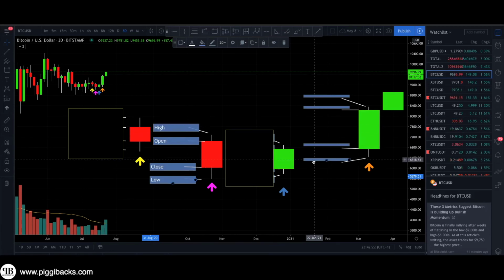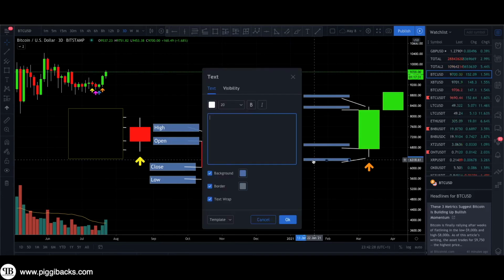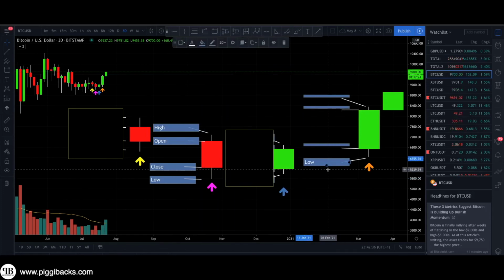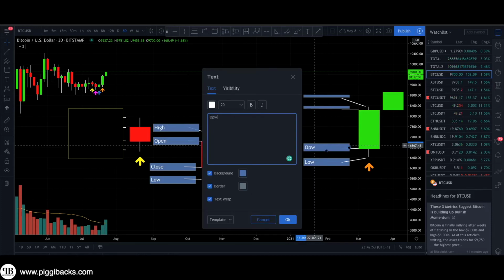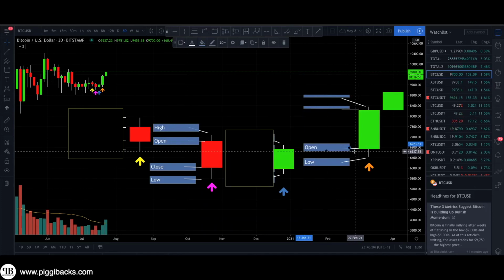So where my arrow is right now, what would you name this label right here? If you say the low, you're correct. This is the lowest price point that this candle hit or reached. So moving up, what would you name this label right here? If you said this is the open, you're correct. This is the opening price of the candle. This is where the price started when this candlestick opened.